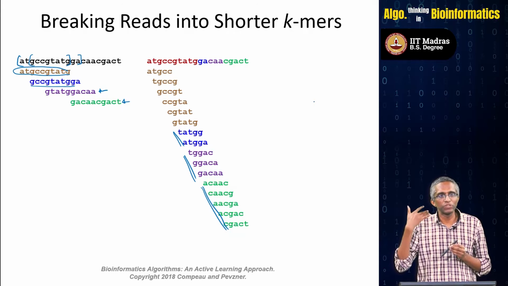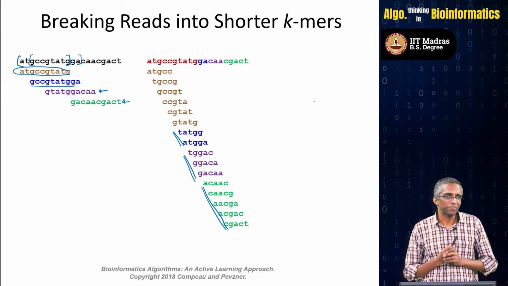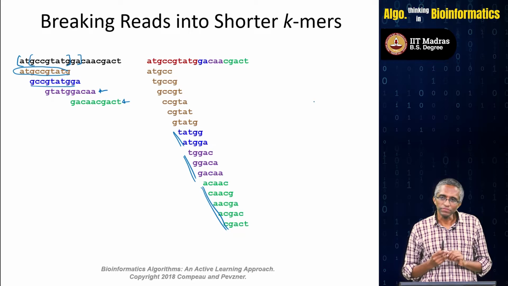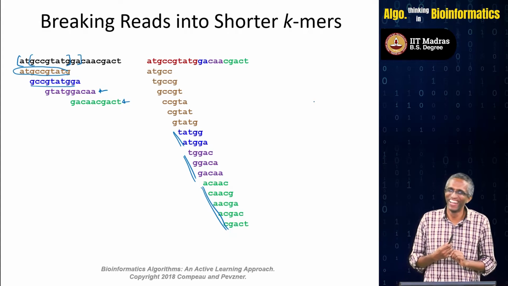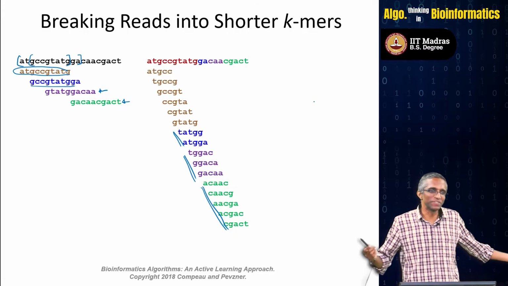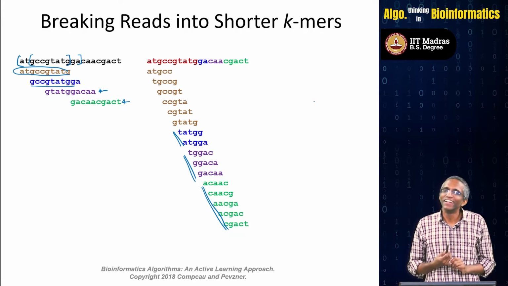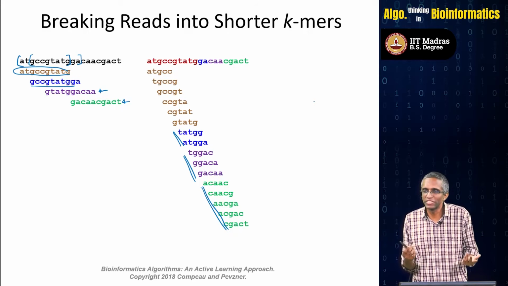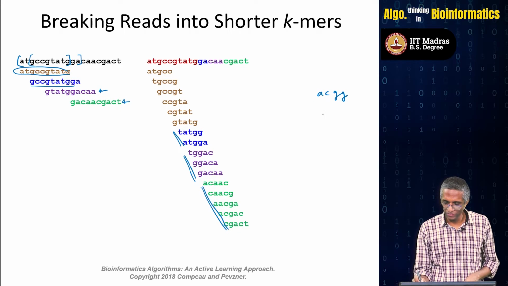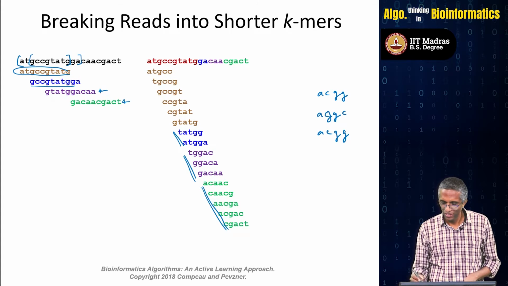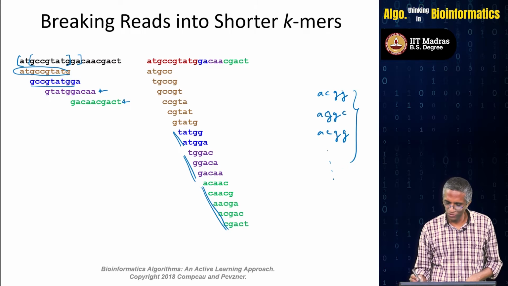But what is the disadvantage of smaller k? Why not use k equal to 1? That is the extreme. Yes, you will never have the order. There's just too much ambiguity. If you use k equal to 1, then a genome ACGG will have the same 1-mers as other arrangements, and there are many ways of arranging ACGG.